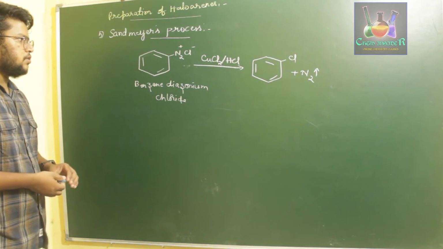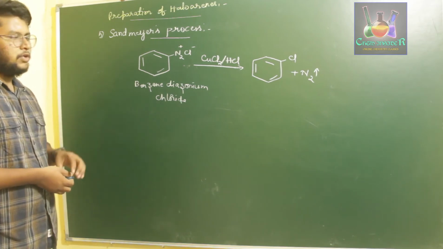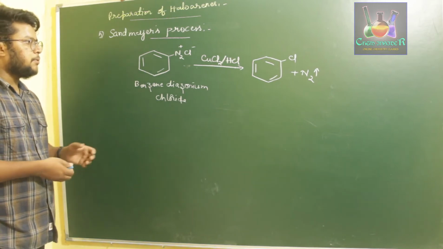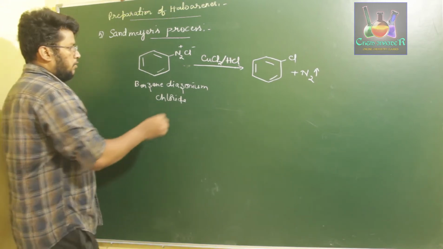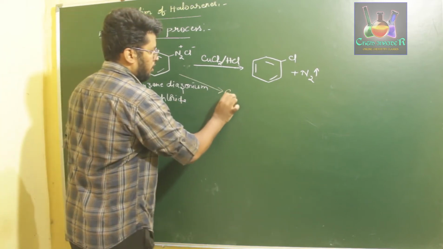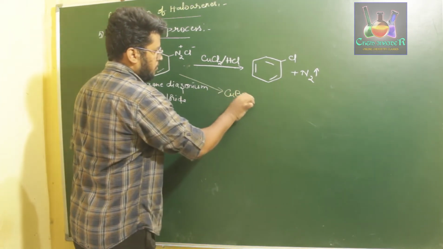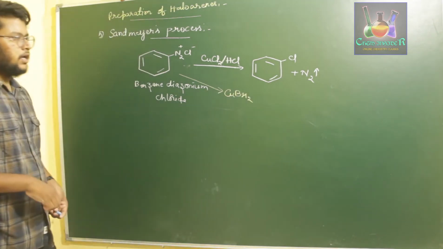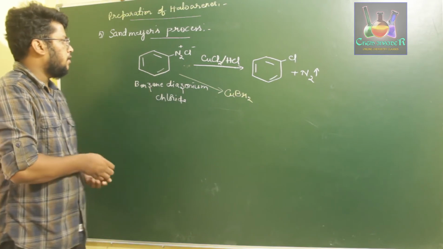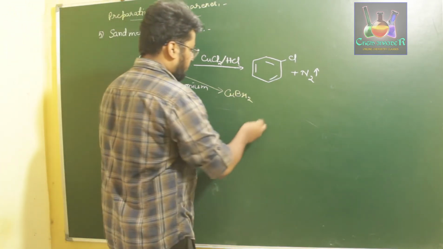In this process, we are using CuCl2 in order to get our compound chlorobenzene. If you have to prepare bromobenzene, then you have to treat the same benzene diazonium chloride with CuBr2 and HBr. If you treat it with CuBr2 and HBr, we get bromobenzene.